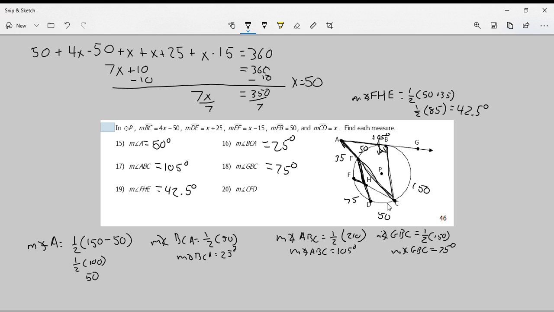CFD right here is an inscribed angle. It's 1/2 of its intercepted arc. So we'll say measure of angle CFD is equal to 1/2 of 50. I'm sorry, it's 50. Yeah, it's 50 degrees, and 1/2 of this number is 50 in here. 1/2 of 50 is 25. Okay, good. So that's going to be 25 degrees.